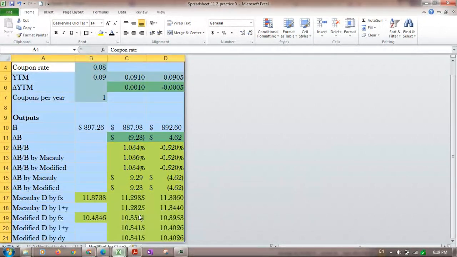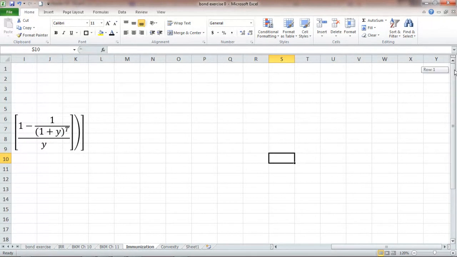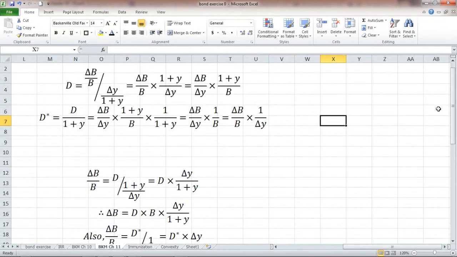Okay, where I put it here. Duration can also be calculated this way. Duration is like elasticity. What is elasticity? Let's think about the price elasticity of demand. What's the price elasticity of demand?